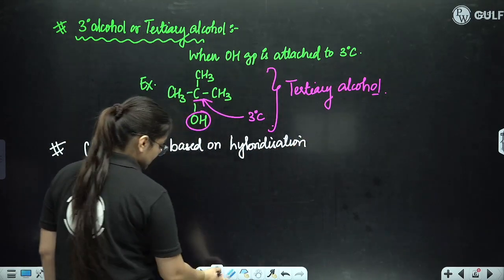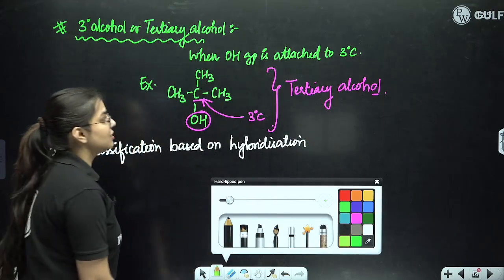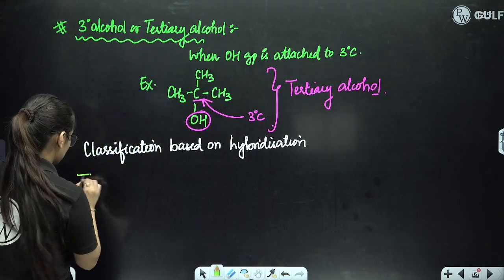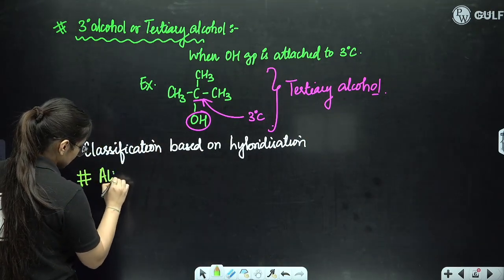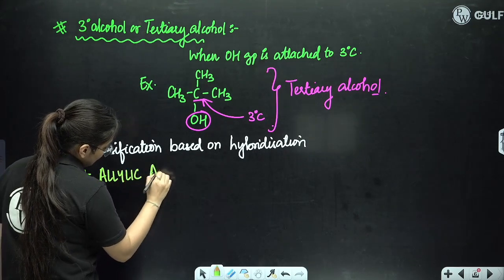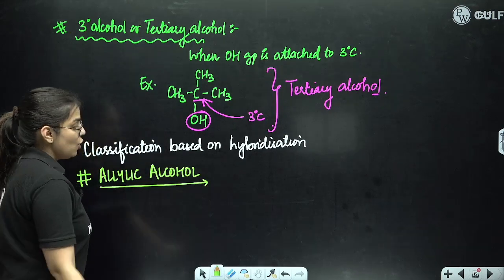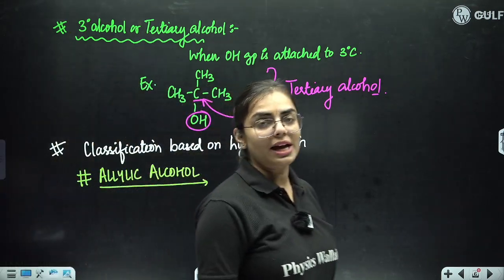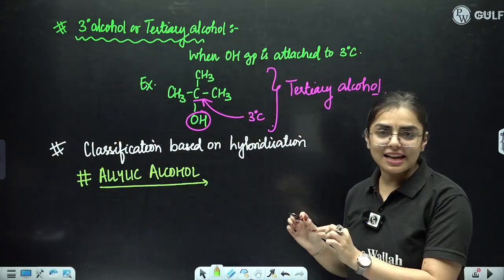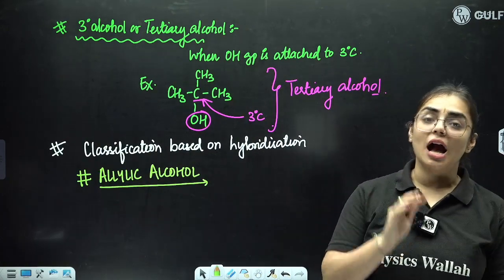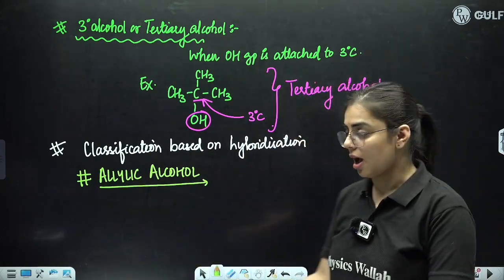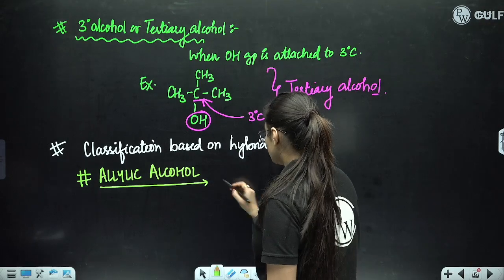Okay, let's see this one. In this particular part, the very first that we are going to start with is allylic alcohol. What is an allylic alcohol, everyone? Allylic alcohol is that alcohol in which the OH group is linked to a carbon which is further linked with a doubly bonded carbon. For example, first of all, let's write it.